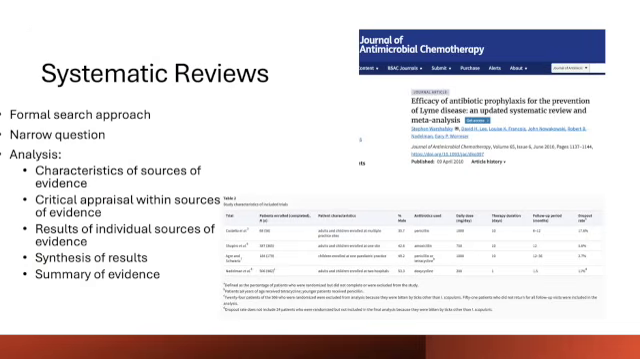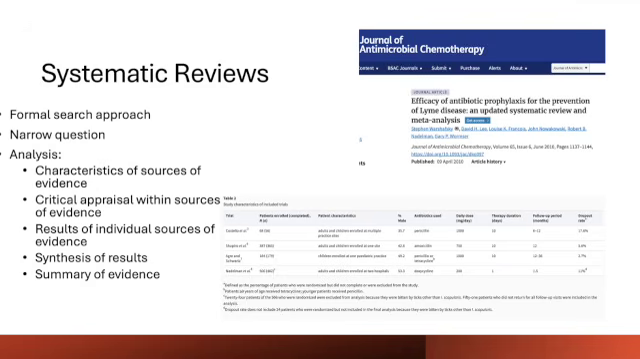Systematic reviews are also going to use this formal search approach, but they're going to ask a very narrow question. So in this example, the efficacy of antibiotic prophylaxis for the prevention of Lyme disease. Very specific question.